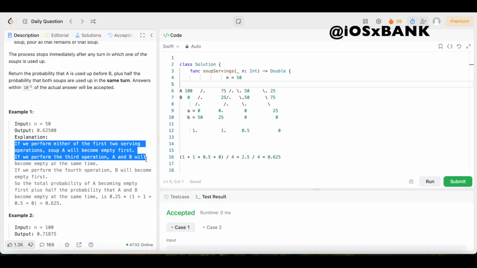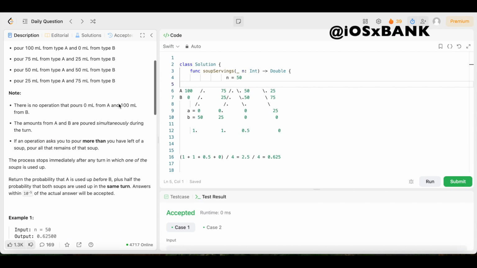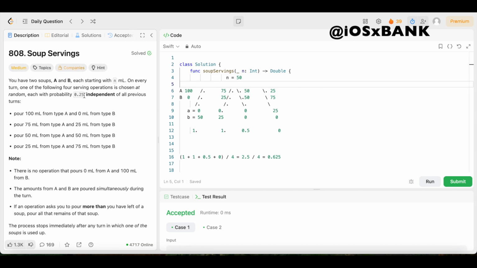The explanation says if we perform either of the first two serving operations, soup A will become empty first. If we perform the third operation, A and B will become empty at the same time. If we perform the fourth operation, B will become empty first. So the total probability of A becoming empty first plus half of the probability that A and B become empty at the same time is 0.625, which comes from this right here.